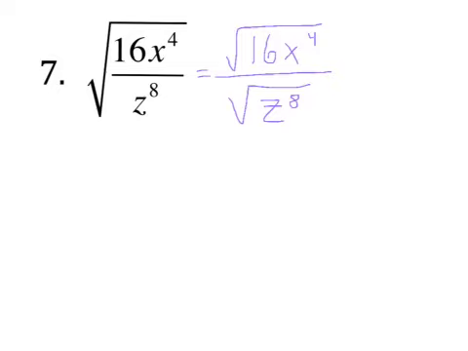First, let's take the square root of the numerator. We know that the square root of 16 is 4, and the square root of x to the 4th, 2 goes into 4 2 times, so we just have an x squared. And 2 goes into 8 4 times, so we just have a z to the 4th. And you're done. You didn't even have to rationalize the denominator for that one.